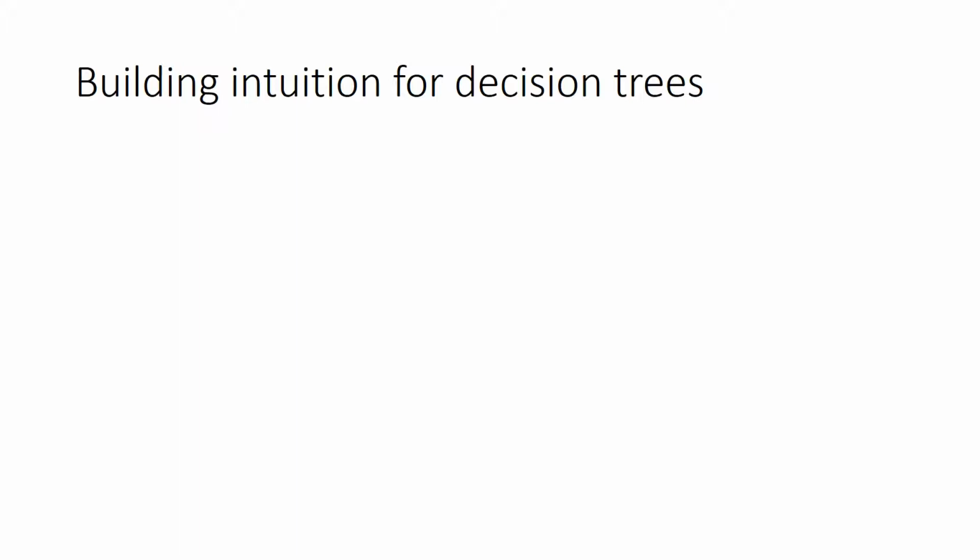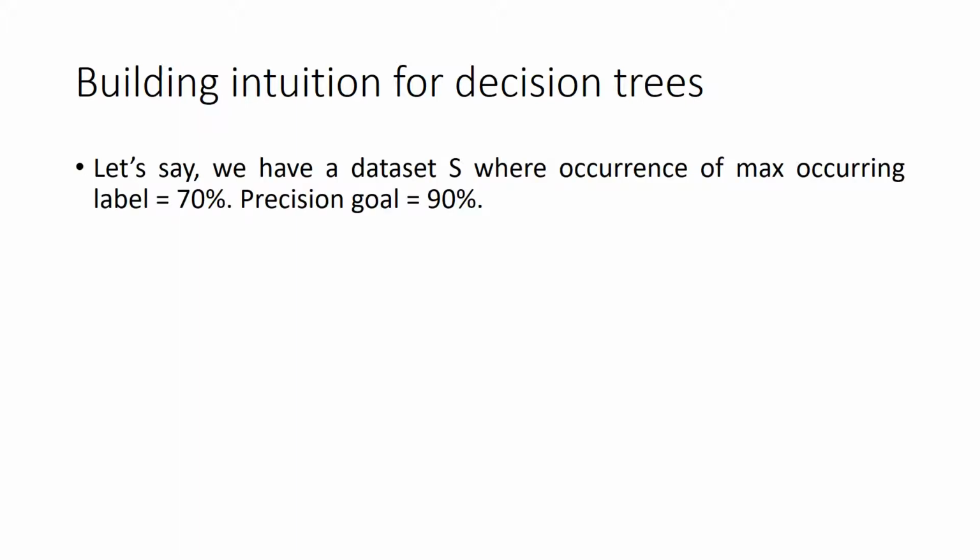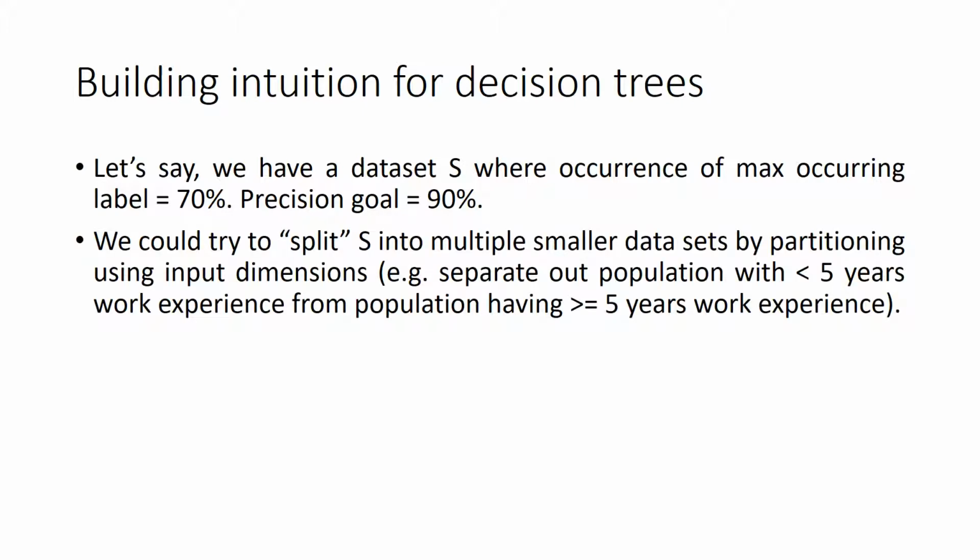So let's see what we are going to do. Let's say I have a data set where the occurrence of the max occurring label is 70%. So my naive classifier can only give me 70% precision. But the precision goal that I have is 90%. So the precision goal is obviously more aggressive than what the naive classifier can give me. But here I can now use the intuition. I could try to split the data set S into multiple smaller data sets by partitioning using input dimensions.